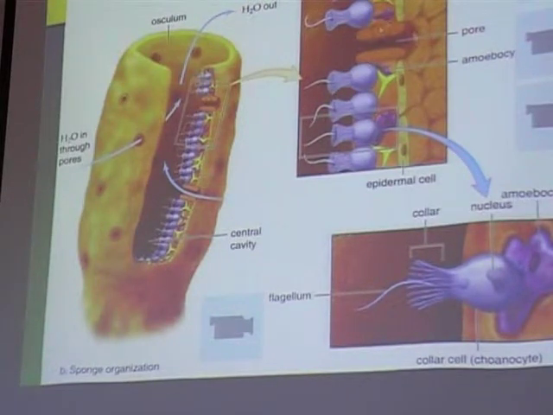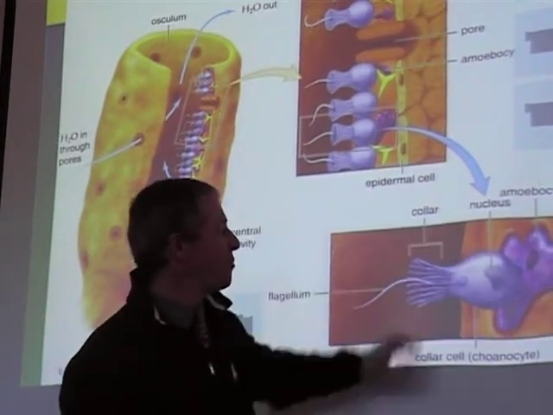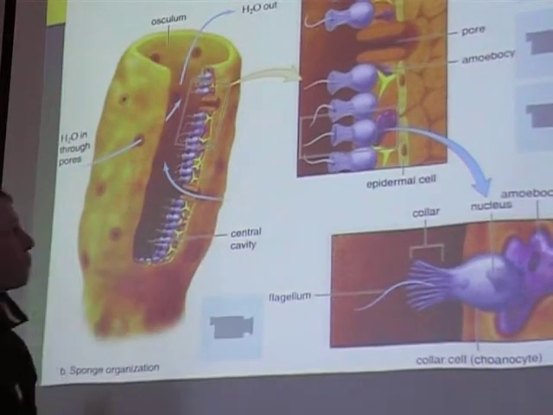And there's the pore cell. And there's the epidermal. Here they call it epidermal cell, and your book calls it epithelial cell. But that's the cell on the outside that protects, and it can lengthen and contract and cover up the pore if it has to. What's that purple thing right there? That's the amoebocyte, or archaeocyte is what your book calls it. And that's the thing that crawls around and delivers the food.